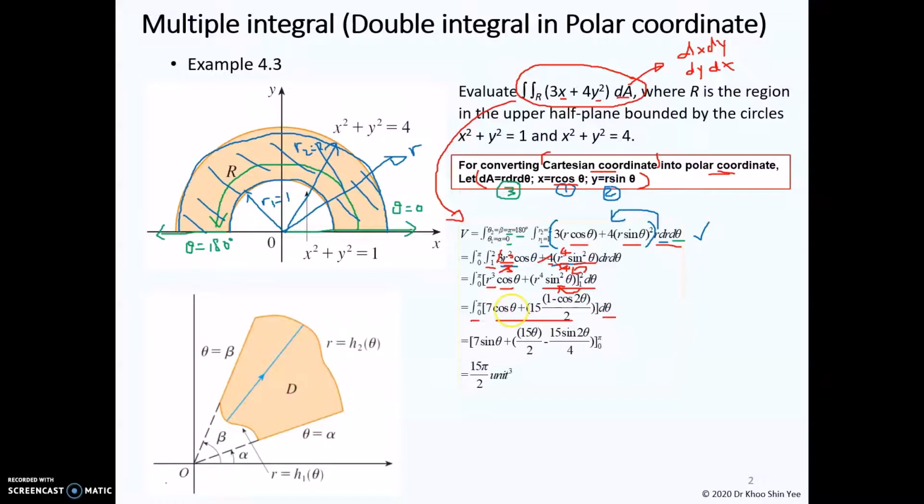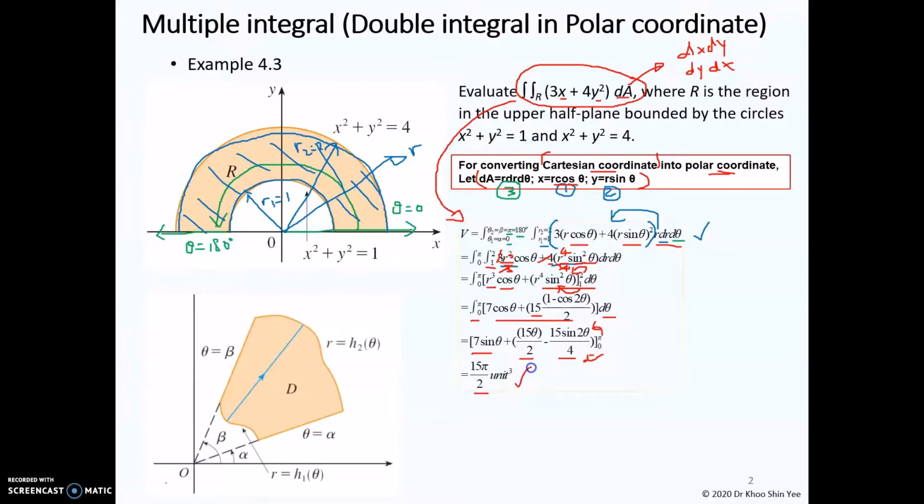So 7 cos angle, after you integrate, you obtain 7 sine angle. 15 divided by 2 is a constant, after you integrate it you obtain 15 angle divided by 2. Then negative 15 cos 2 angle divided by 2, after you integrate you obtain 15 sine 2 angle divided by 2, so at the bottom there, 2 multiplied by 2, you obtain 4. So you substitute the upper limit and minus the substitution with 0, then you should obtain the final answer to be this.